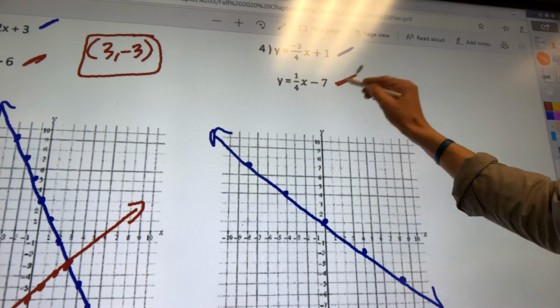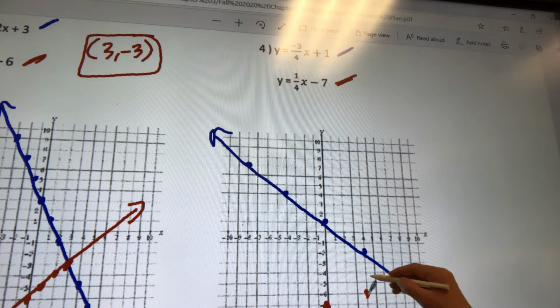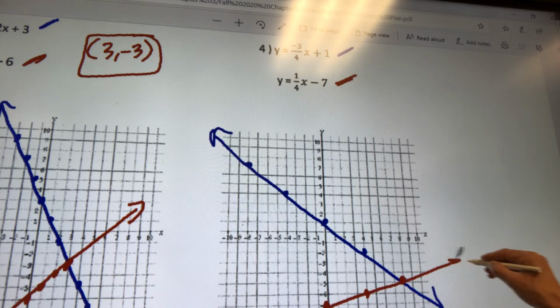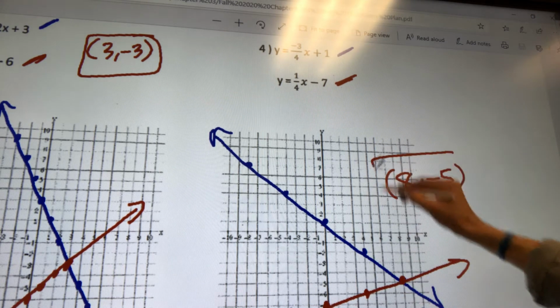Negative 7 for my second one. Negative 7 is the y-intercept, so I put a dot there at negative 7. Then I go up 1 over 4, up 1 over 4, and they intersect right there at 8, negative 5. 8, negative 5 is where they intersect.